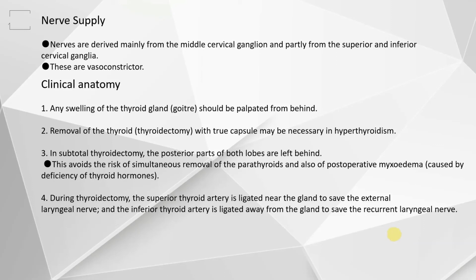Number 3. In subtotal thyroidectomy, the posterior parts of both lobes are left behind. This avoids the risk of simultaneous removal of the parathyroids and also of postoperative myxedema, which is caused by the deficiency of thyroid hormones. Number 4. During thyroidectomy, the superior thyroid artery is ligated near the gland to save the external laryngeal nerve, and the inferior thyroid artery is ligated away from the gland to save the recurrent laryngeal nerve.